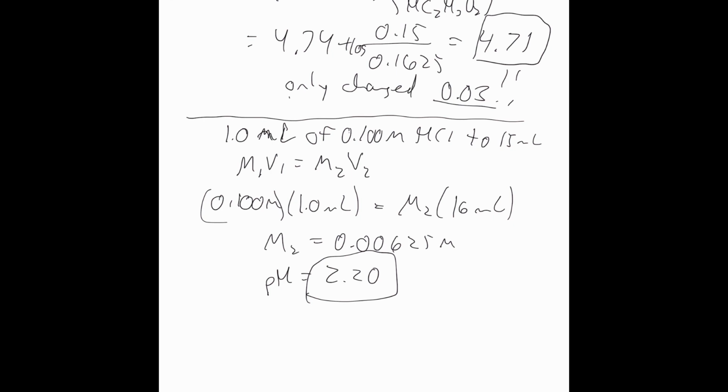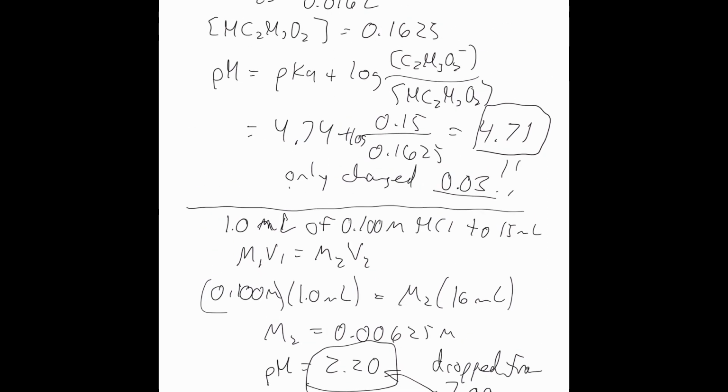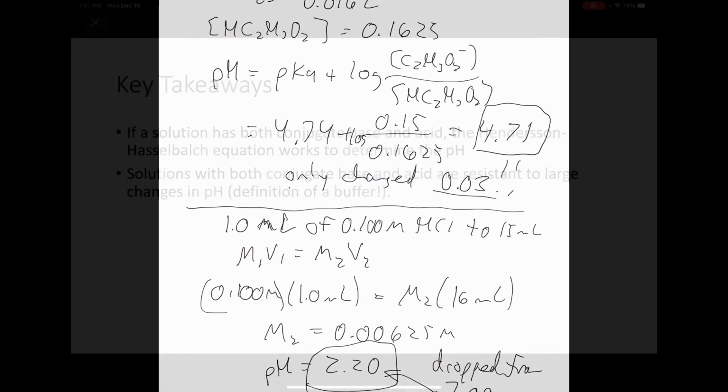But it dropped from 7 to 2.2. So this is unbuffered. We added a little bit of strong acid and we got a large change in pH. Whereas when we added a little bit of strong acid to a buffer, we got almost no change in pH. And that's what a buffer does.